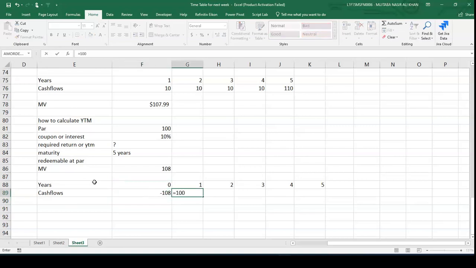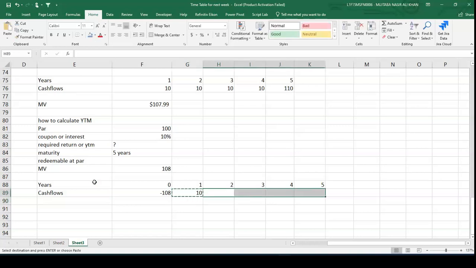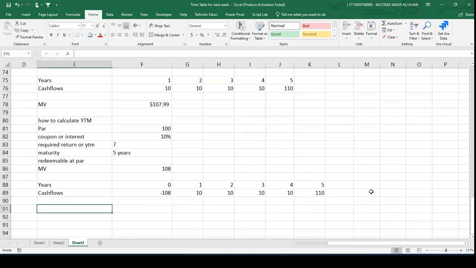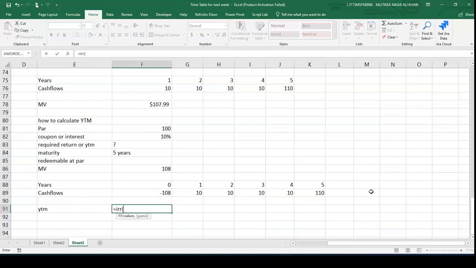Interest is 100 into the interest rate. And in the last year, you will receive the par value, right? So now calculate the YTM. You can use the IRR formula to calculate the YTM. 8%.